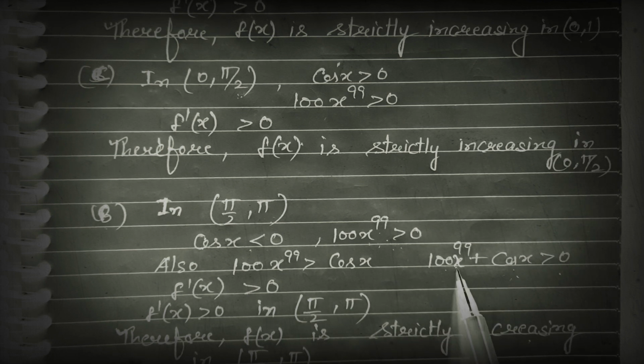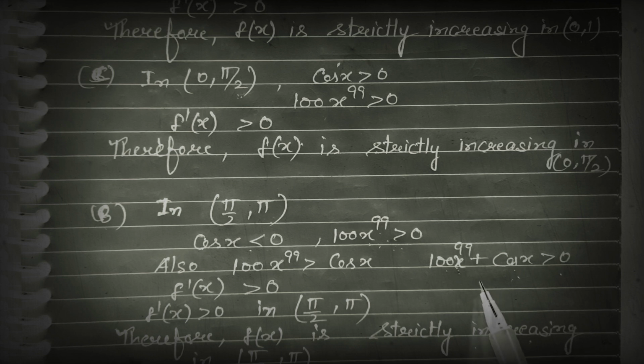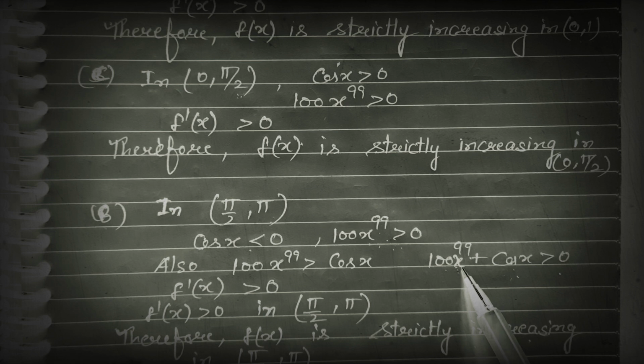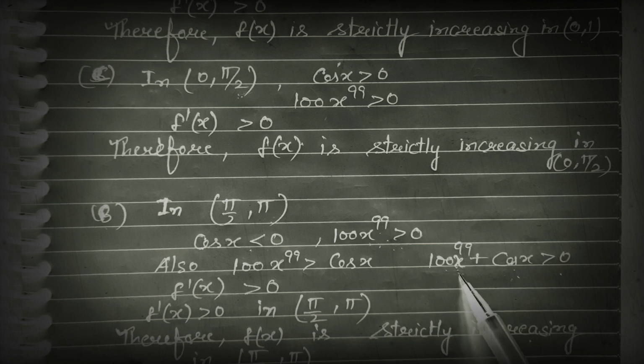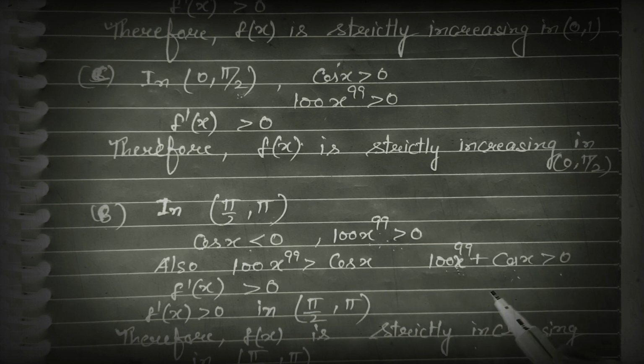If in place of x we take any value between pi by 2 to pi, then pi value is 22/7. If we put pi value as 22/7, this value is more than 100. You can put in this and solve it. This value will be more than 100. Suppose I am taking 2 pi by 3.